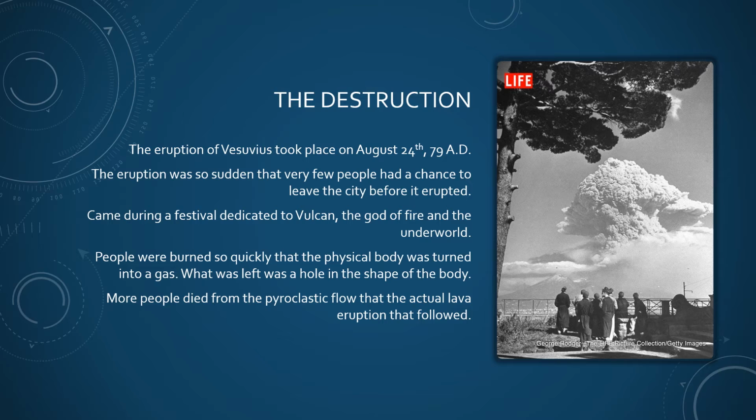In a bit of an ironic twist of fate, the eruption came during a festival dedicated to the god Vulcan, from which we get a term in science called volcanology. Vulcan was the Roman god of fire and the underworld, so he was the Greeks had Hades, and the Romans had both Pluto and Vulcan as gods of the fire and the underworld. So they definitely, I guess you could say, had a blast at their festival.